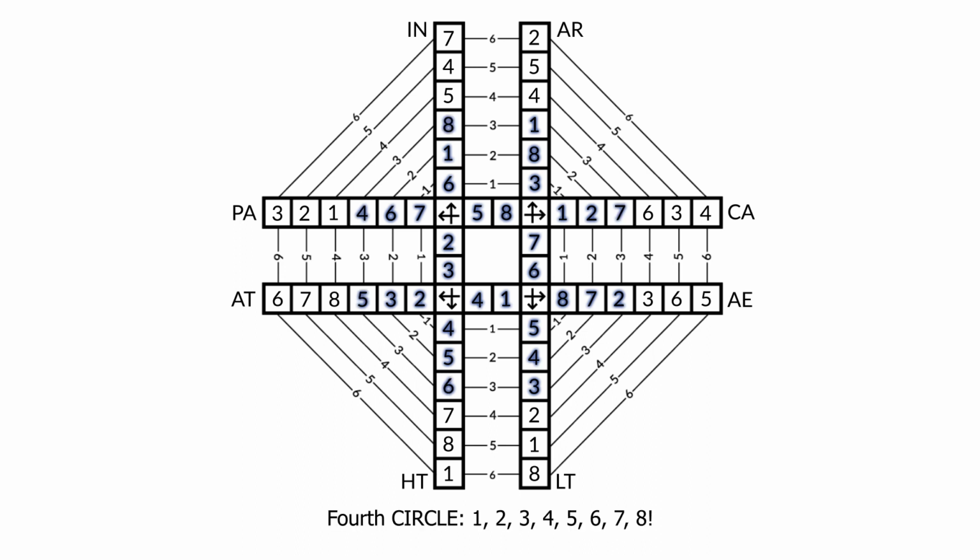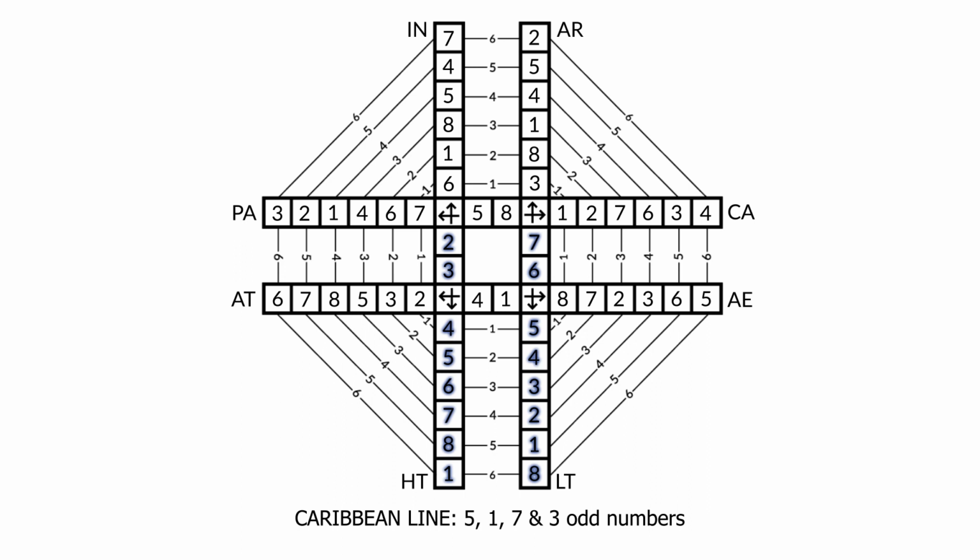Correct. Fourth circle. 1, 2, 3, 4, 5, 6, 7, 8. Correct. Fifth circle. 1, 2, 3, 4, 5, 6, 7, 8. Correct. Sixth circle. 1, 2, 3, 4, 5, 6, 7, 8. Correct. High tide line. 2, 3, 4, 5, 6, 7, 8, 1. Correct. Low tide line. 7, 6, 5, 4, 3, 2, 1, 8.